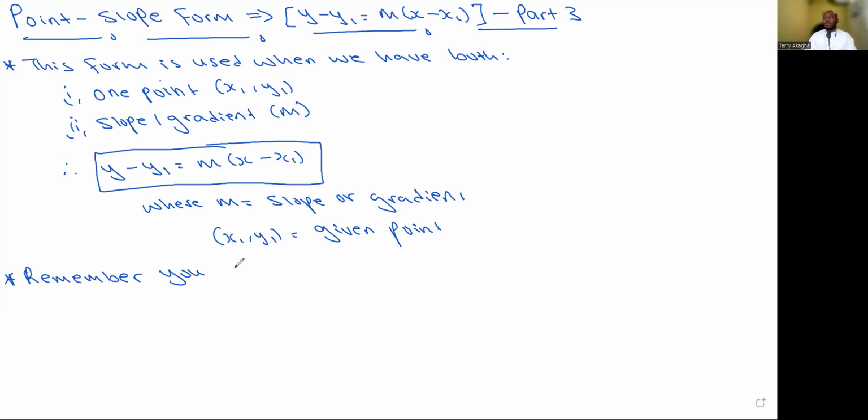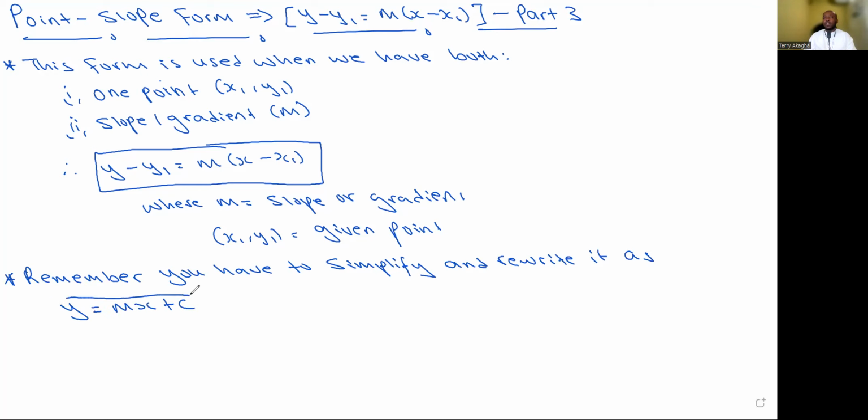Remember, you have to simplify and rewrite it as y is equal to mx plus c. So this is the slope-intercept form. I've talked about this in the previous video, okay? So you need to rewrite this back as a slope-intercept form.